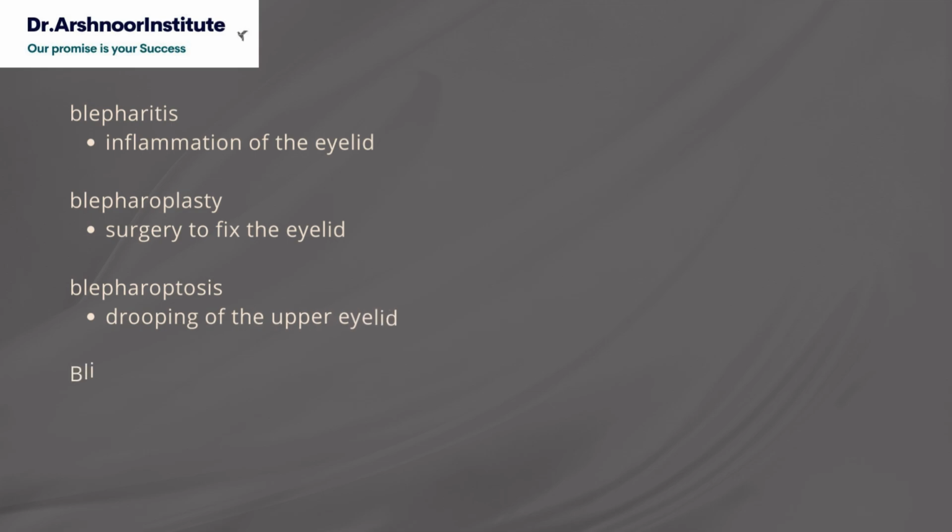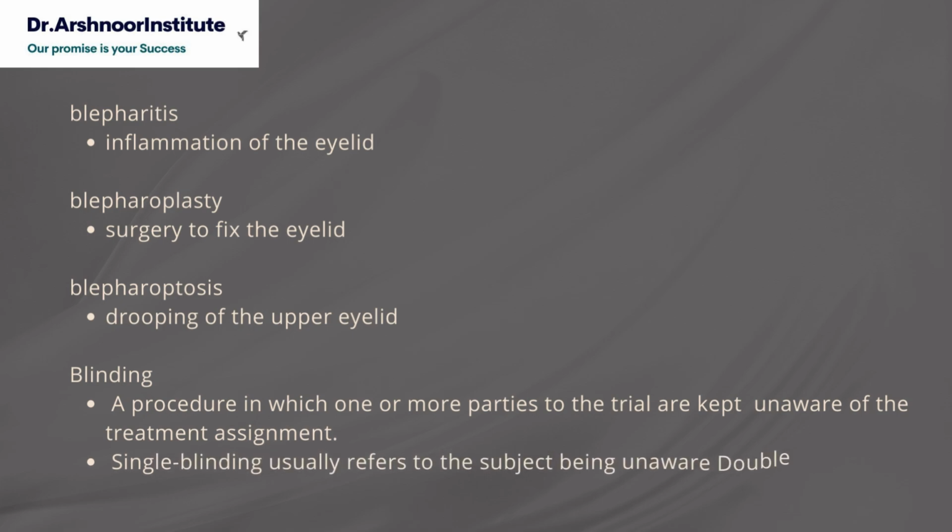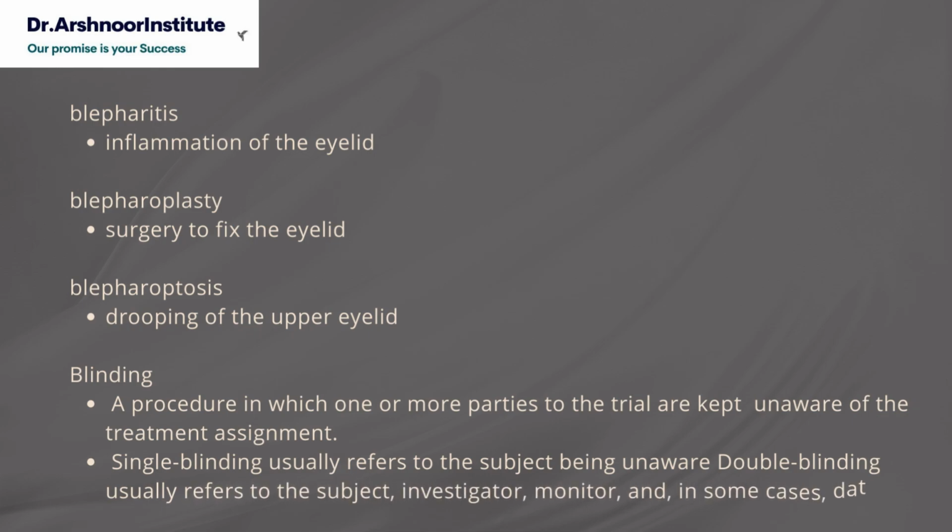Blinding. A procedure in which one or more parties to the trial are kept unaware of the treatment assignment. Single blinding usually refers to the subject being unaware. Double blinding usually refers to the subject, investigator, monitor, and, in some cases, data analyst being unaware of the treatment assignment. Blood. Red liquid pumped by the heart.